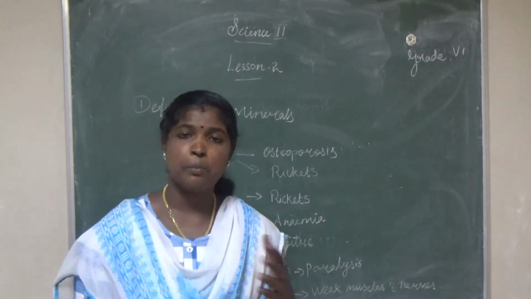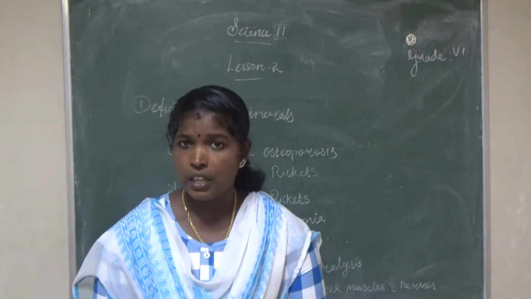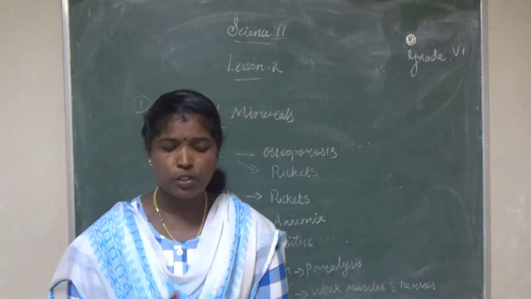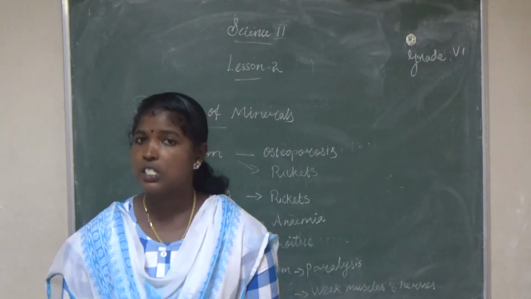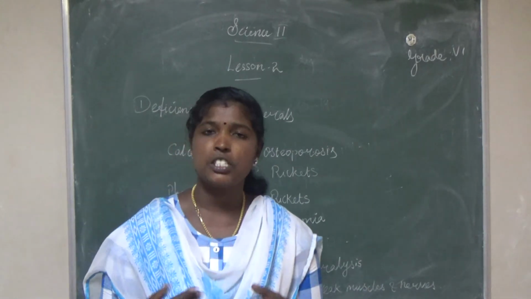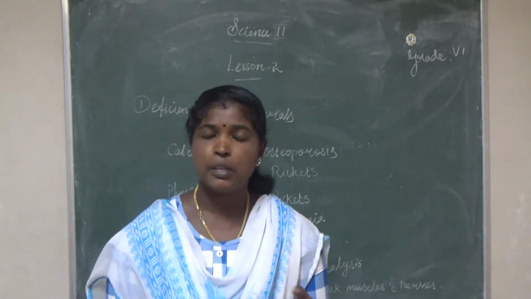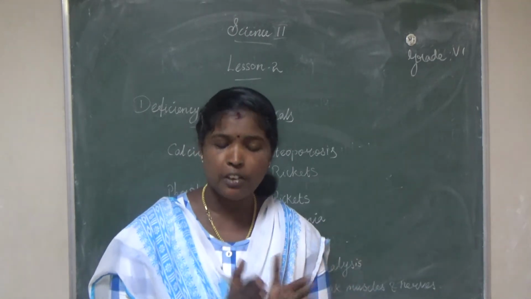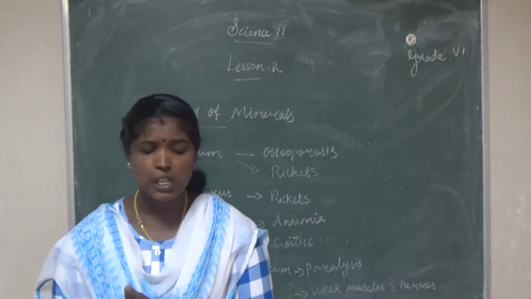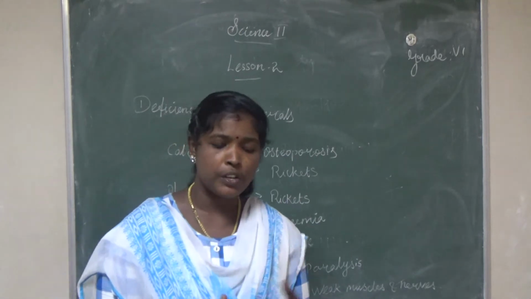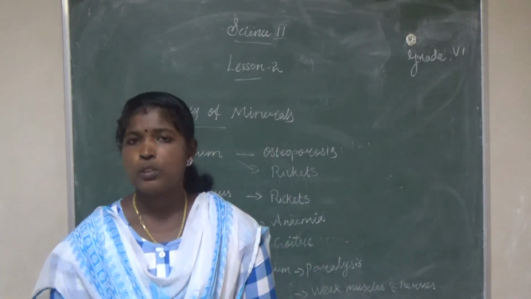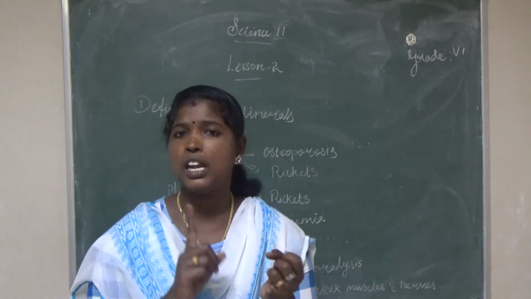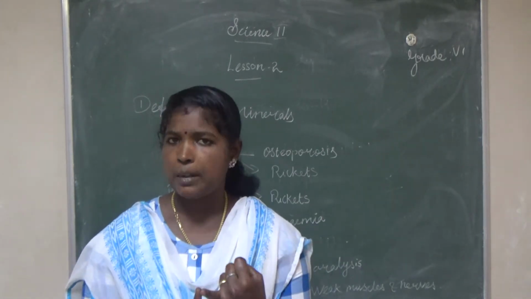Then deficiency of vitamin D in our diet leads to rickets. What is the function of vitamin D? Vitamin D is helpful for normal growth of bones in children. Then deficiency of vitamin K. Deficiency of vitamin K in our diet leads to hemorrhage. Hemorrhage means excessive bleeding. What is the function of vitamin K? It helps in blood clotting.